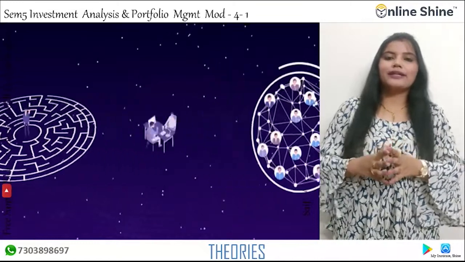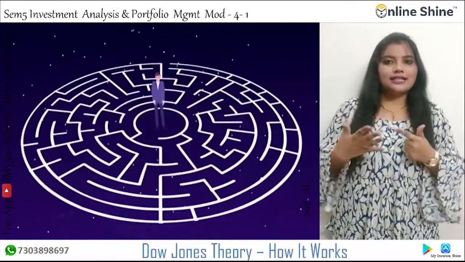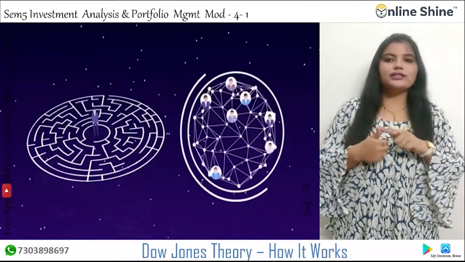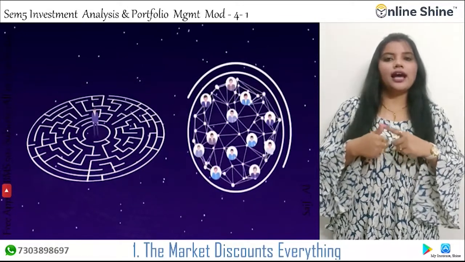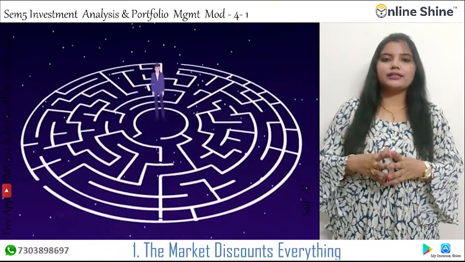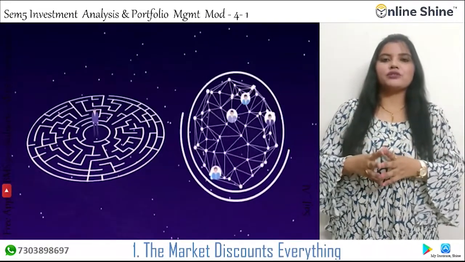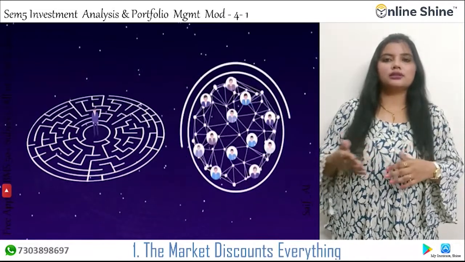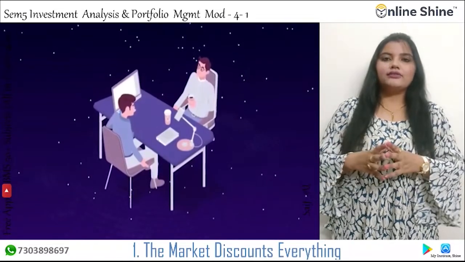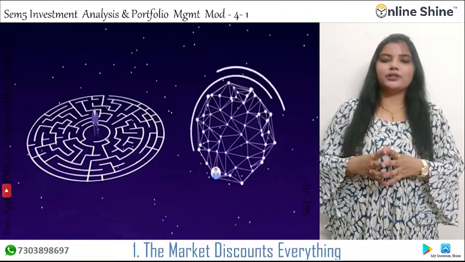Now, next topic is how the Dow theory works. There are six main components to the Dow theory. First one is the market discounts everything. The Dow theory operates on the efficient markets hypothesis, which we call in short form EMH, which I will tell you in the third theory, which states that asset prices incorporate all available information.